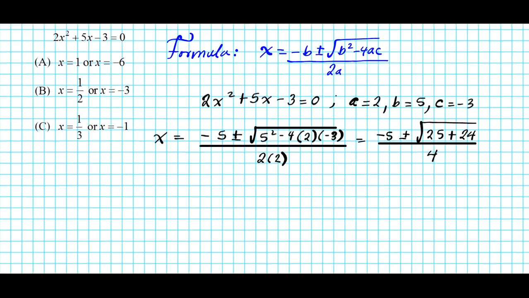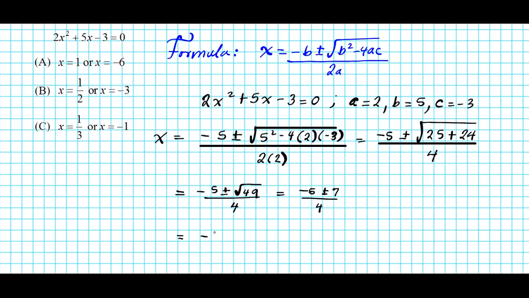Alright, let's simplify further. We'll have negative 5 plus or minus the square root of 49 divided by 4. So we know what the square root of 49 is. Square root of 49 is 7. So we have negative 5 plus or minus 7 over 4. In this case, we have two expressions in one. So we have to split it up into two. So we're going to have the negative part and the positive part.